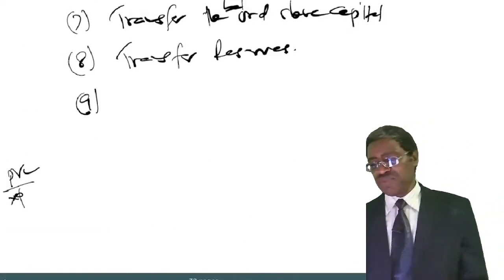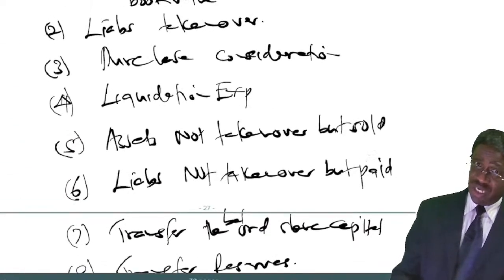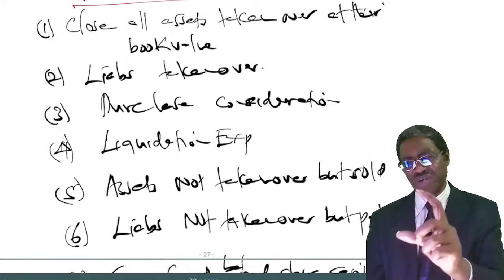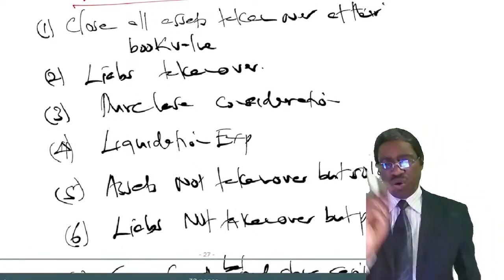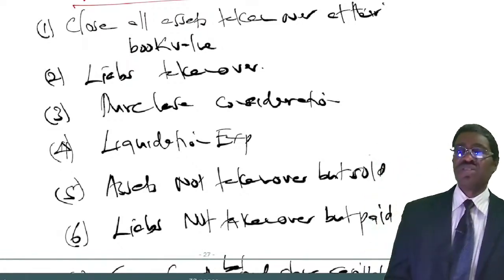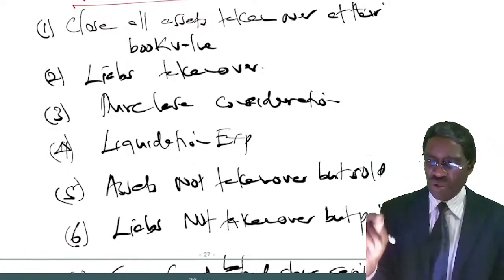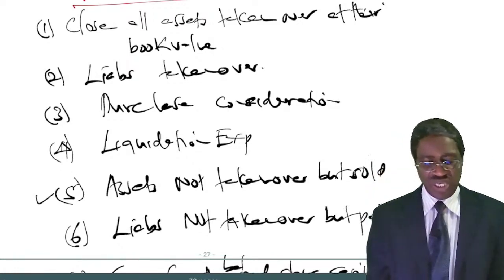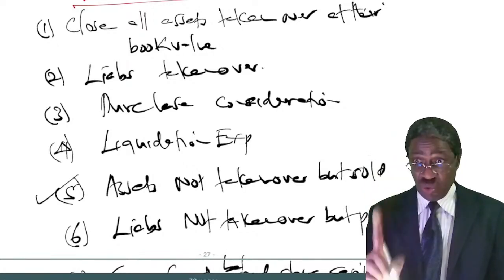Listen to this now. When it comes to number 9, I want to take you back to number 1 and number 5. Number 1, we said, close all assets taken over. That's what we did. Number 5, we said, any assets not taken over but sold. That's what we saw in number 5.